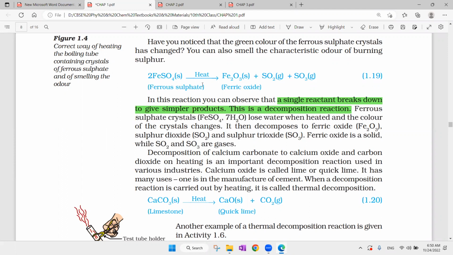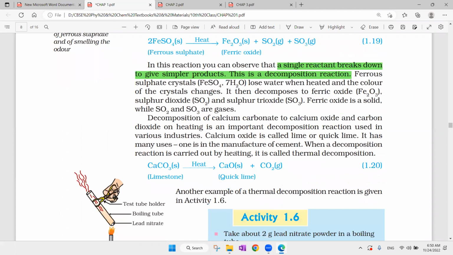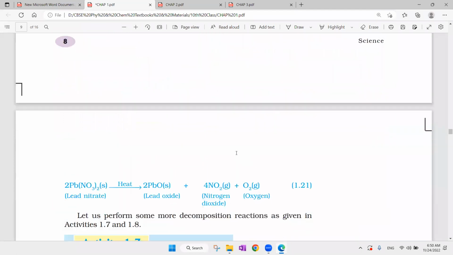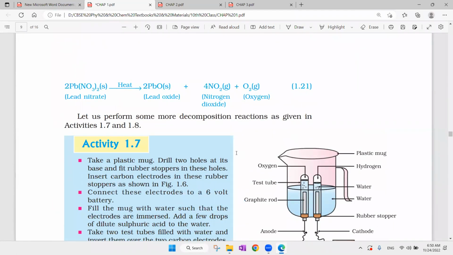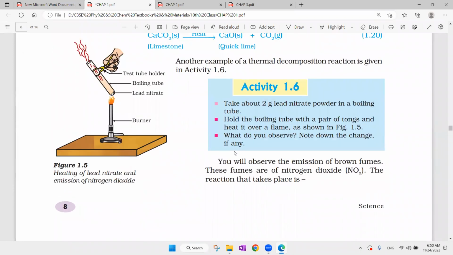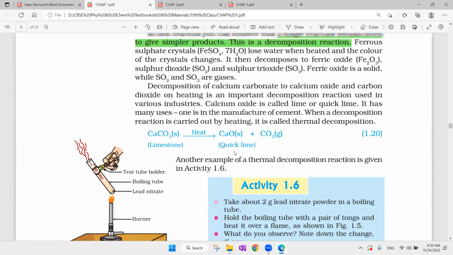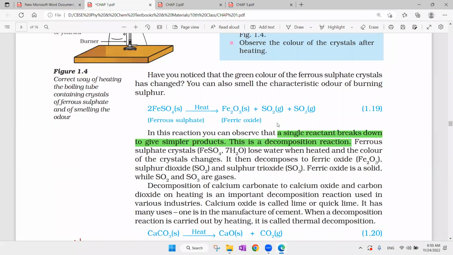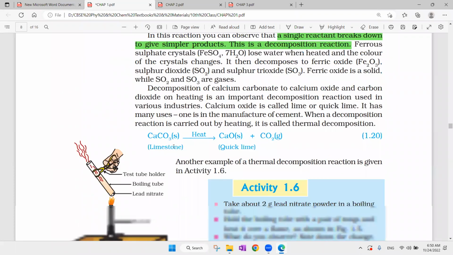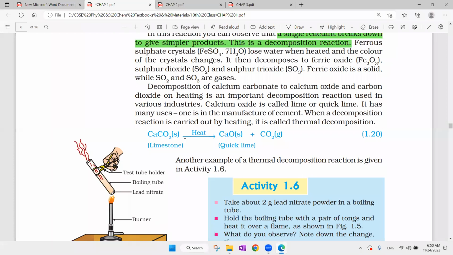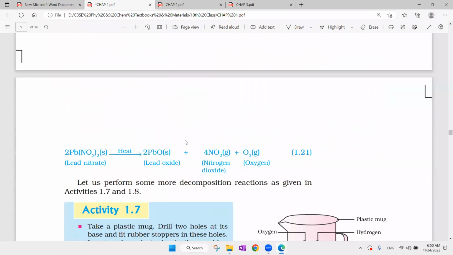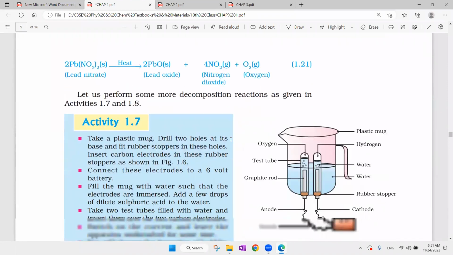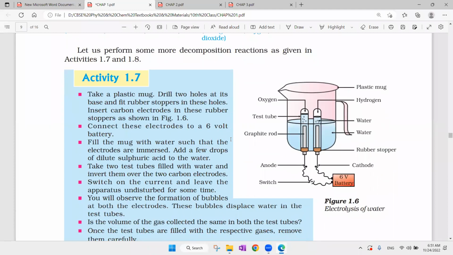Decomposition, again, there are three types: thermal decomposition, electrolytic decomposition and photolytic decomposition. Why? Because for decomposition, energy is required. Now, these examples which are present in your textbook: ferrous sulfate, calcium carbonate, these are all examples of thermal decomposition. Lead nitrate is also thermal decomposition. In these three, any one you can write in your examination.